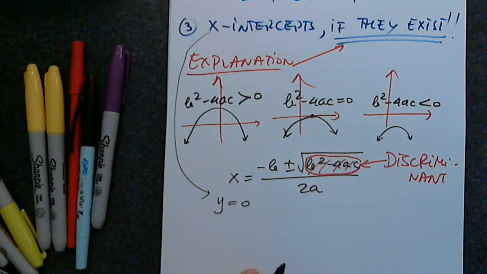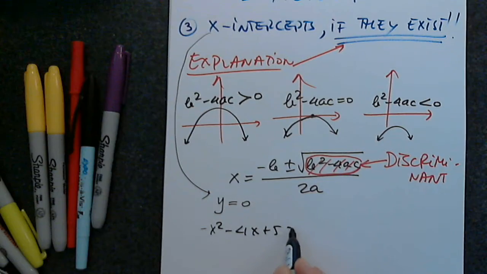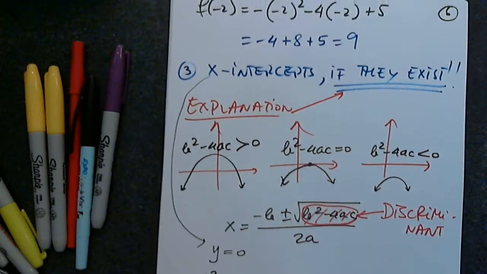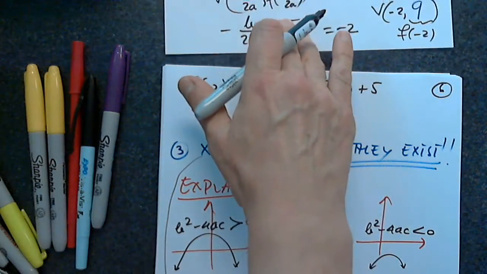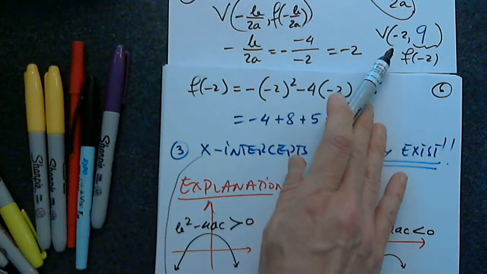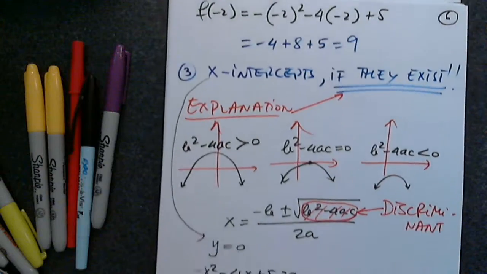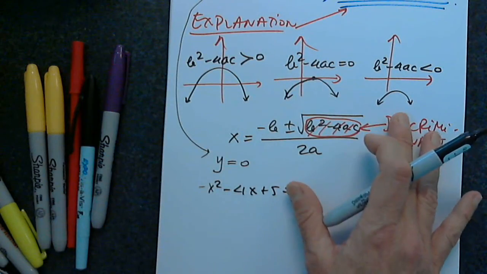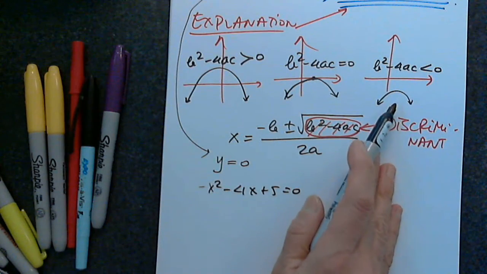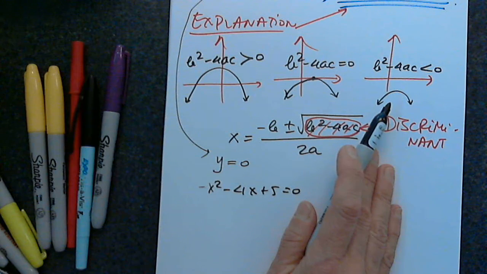But I don't want to waste my time. Of course, I have to write negative x squared minus 4x plus 5 equals 0. But I want to analyze and see what happens here. Look at the vertex, negative 2, 9. Let's identify which situation we're in, because if it's this, I'll say they don't exist and move on.